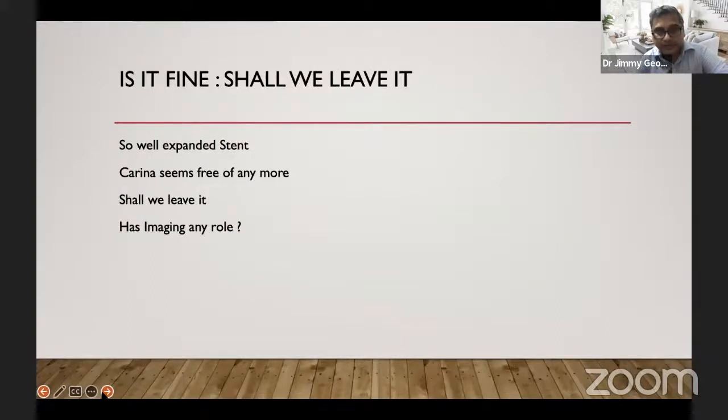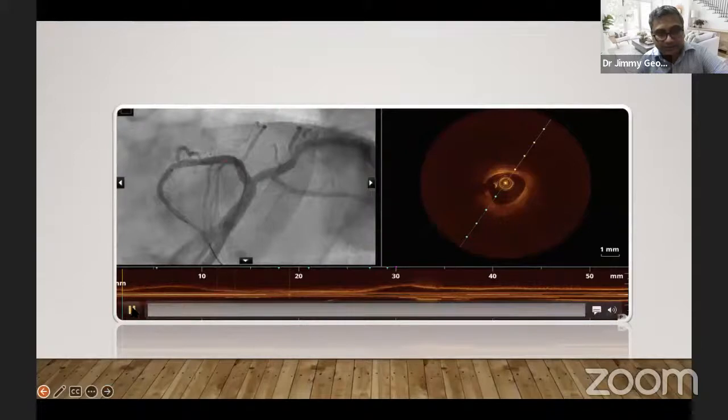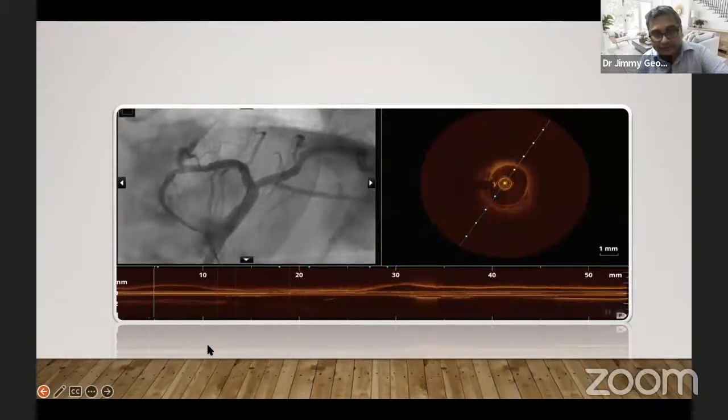The carina seems to be free of disease. There's no slow flow, no symptoms, no ST-T changes. Shall we leave it here, or does imaging have any role in bifurcation? So definitely, we thought we'll go ahead with an OCT and rule out that our LAD and left main are free of disease.